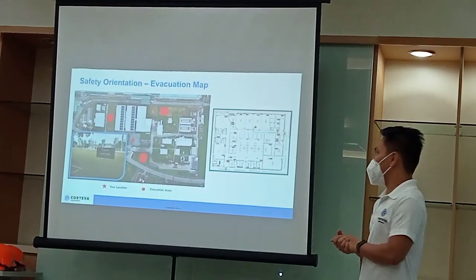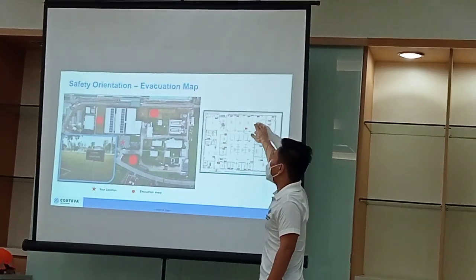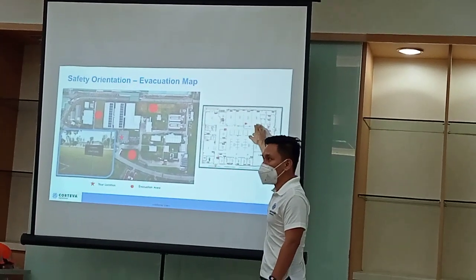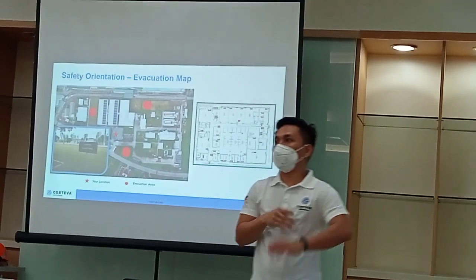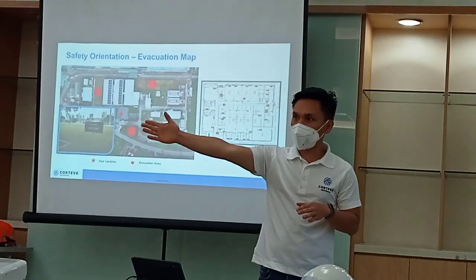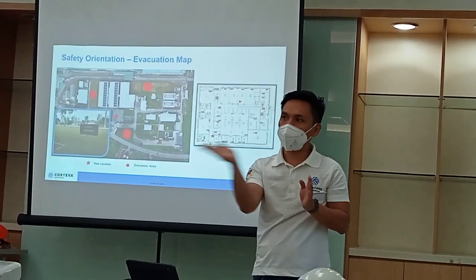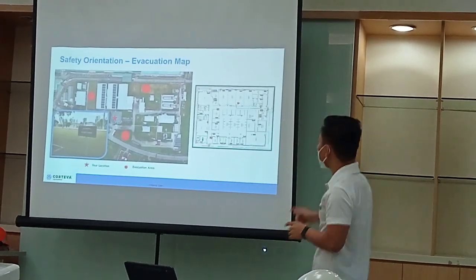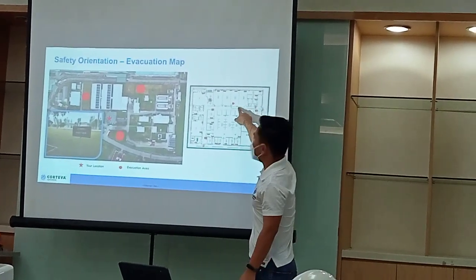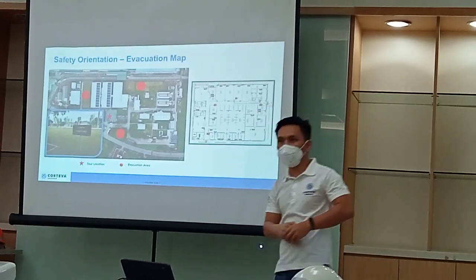Alright, to move towards the evacuation area, currently we are here at the admin building, training room 1 to 3. So to go to the evacuation area, just go outside this room and then turn left, then right again. So that's how you're going to. So this is turn left to this area, then right again towards the evacuation.